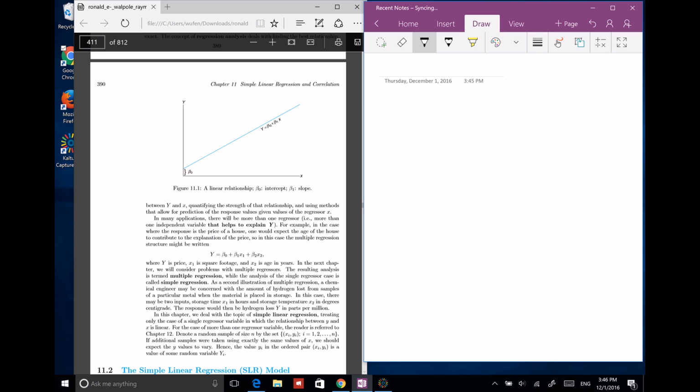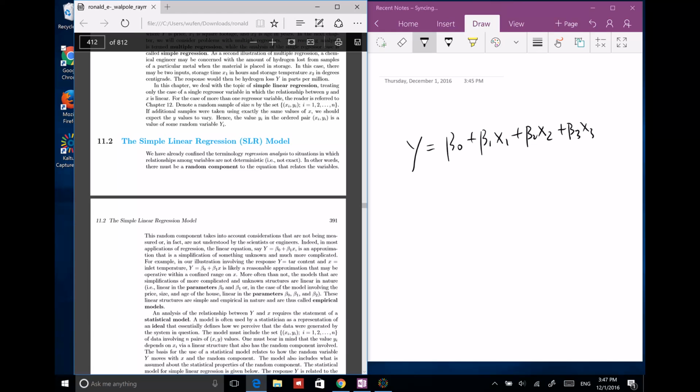So you have y equals beta 0 plus beta 1 x 1 plus beta 2 x 2. Sometimes we may have more variables, beta 3 x 3, and the linear model can fit it. For the house, x 1 could be the square footage, the area, how big it is, and x 2 could be the age in years. Okay, so we can do the next section.